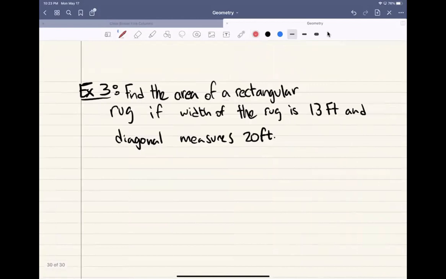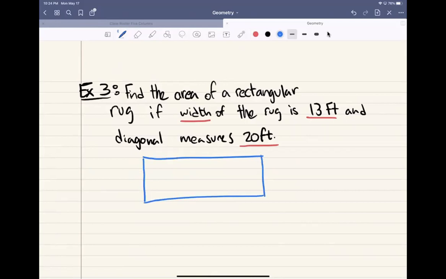And so we have the last example for today, example 3. It says, find the area of a rectangular rug if the width of the rug is 13 feet and the diagonal is 20 feet. Okay, so basically we have a rectangular rug. So first, draw a picture. We have a rug, it's rectangular.